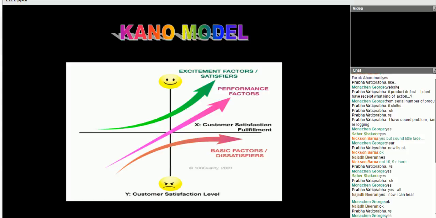You can see this graph. This is the customer satisfaction fulfillment, and this is the excitement factor or satisfiers. Right. So the more the factor, the more satisfied the customer will be. This is the performance factor, and this is the excitement factor, and this one is the dissatisfactor.